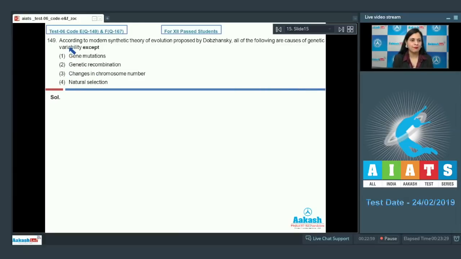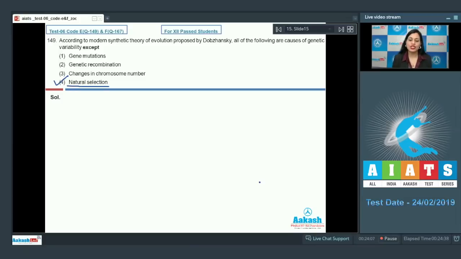Question number 149. According to modern synthetic theory of evolution proposed by Dobzhansky, all of the following are causes of genetic variability except, and the options are gene mutations, genetic recombination, changes in chromosome number, and natural selection. And the correct answer to this question is option number 4, natural selection.